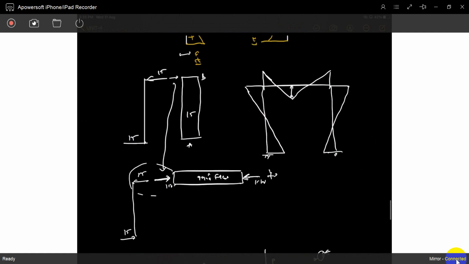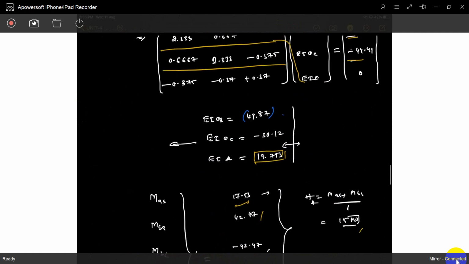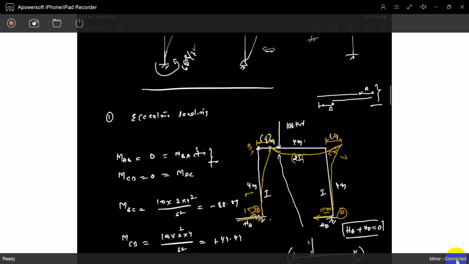See how it maintains. See, theta b is clockwise. Theta c is anti-clockwise. Theta b is clockwise, theta c is anti-clockwise. So can we draw? We have to draw, then only we will get the understanding. Otherwise, it's like blah blah blah. We'll try to draw. How can you draw? Theta b is clockwise.